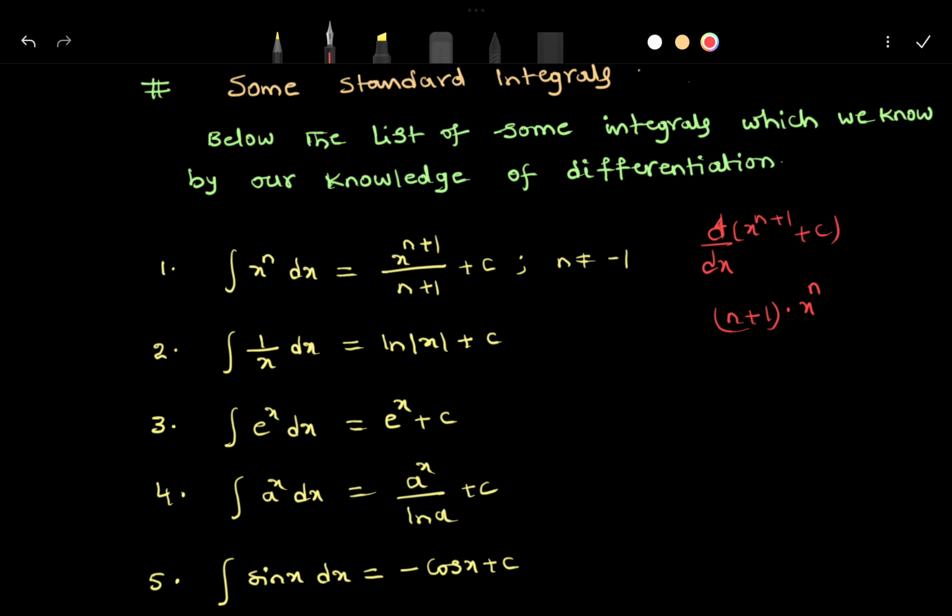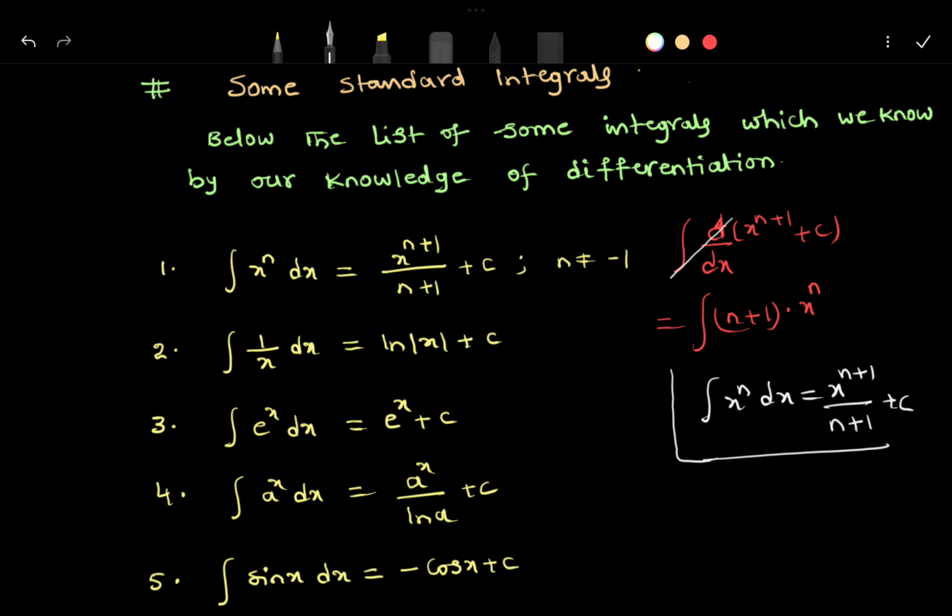Now after that, taking integration on both sides, this n plus 1 goes to this side, and integration and differentiation cancel here. Now you can write that the integration of x to the power of n into dx is equal to x to the power of n plus 1, divided by n plus 1, plus c. This is a fundamental formula in integration. Once again, all of you see this: integration of x to the power of n into dx is x to the power of n plus 1 by n plus 1 plus c.